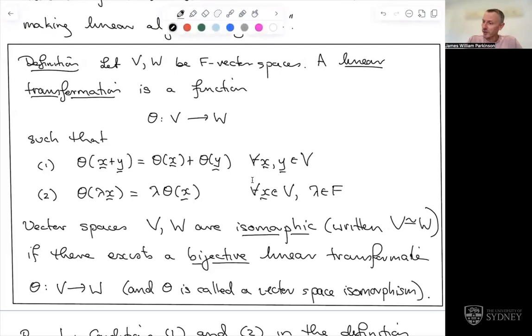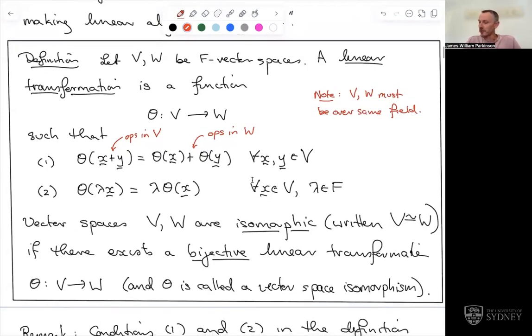It's worth noting that here we've got operations in V, and over here, these are things that live in W, so these are the operations in W. And also note that V and W have to be over the same field. Linear transformations only make sense when V and W are both F vector spaces for the same field F.